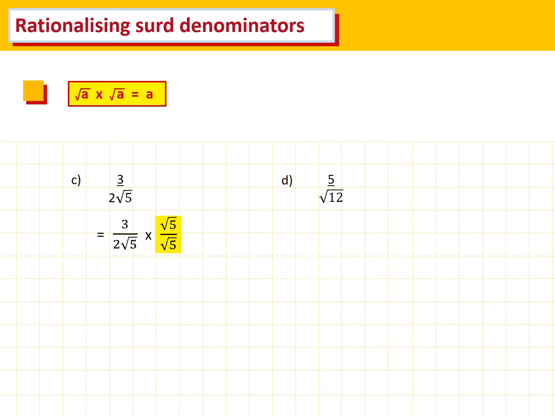And in the denominator, when we multiply these two fractions together, the two root 5s get multiplied together to make 5, because root 5 times root 5 is root 25, which is 5. So our numerator is 3 times root 5, and our denominator, root 5 times root 5 is 5, times 2 is 10.